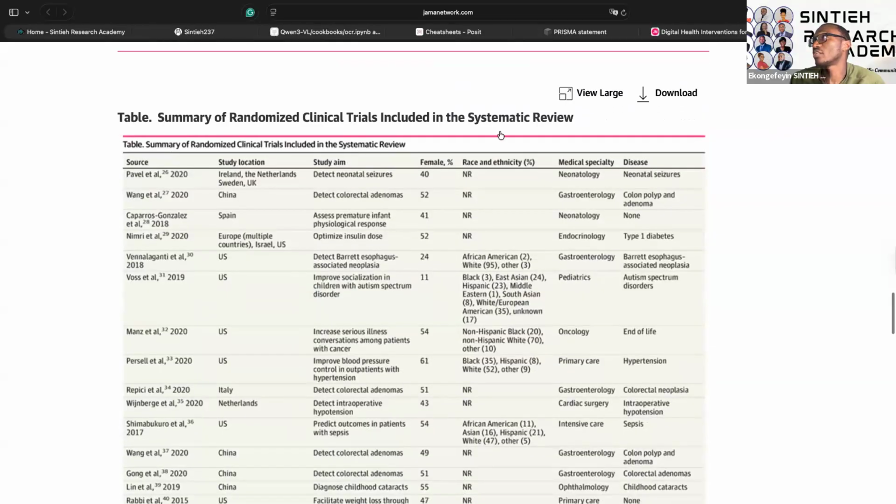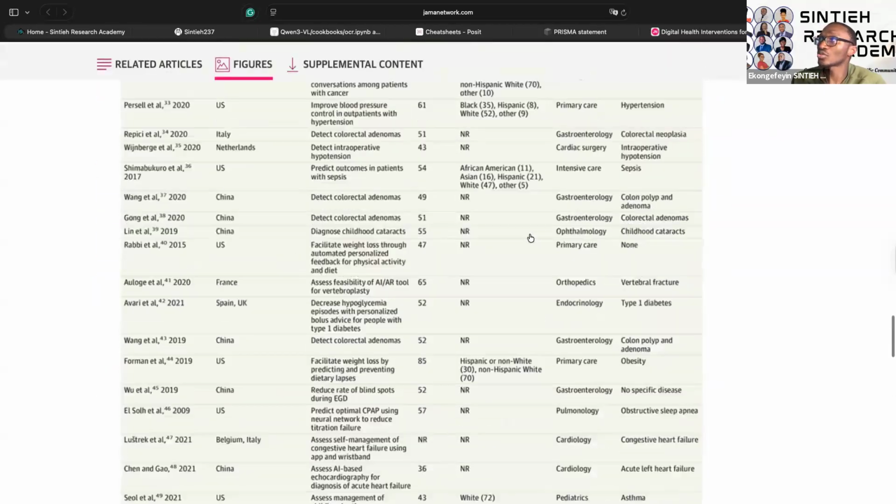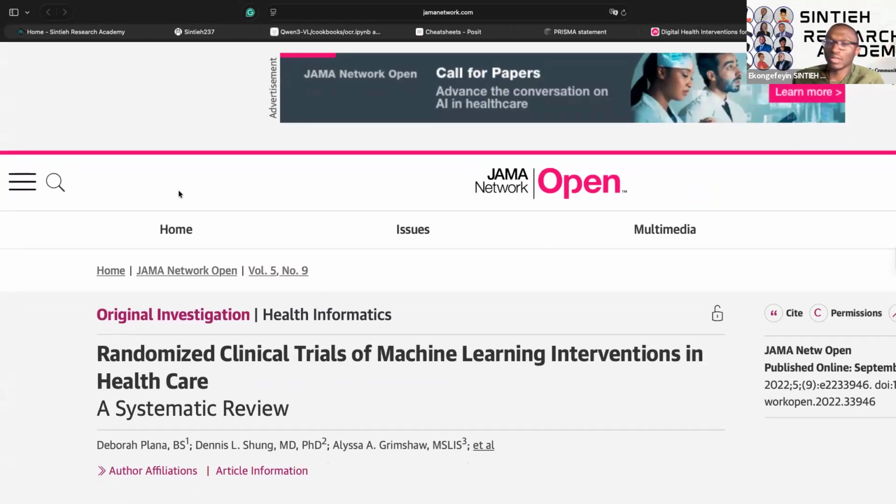And then you see now their Table 1 characteristics. Again, it has source, study location, the aim, what was the reason for the study, and then it has percentage, ethnicity, medical specialty, and disease. Some of these things keep changing, but that gives the description. We had something like this in our table, but we didn't have race or medical specialty. So, the same thing. That's it about this study.